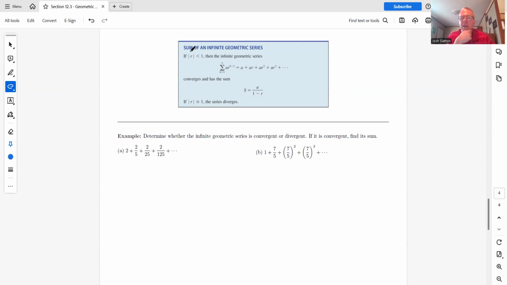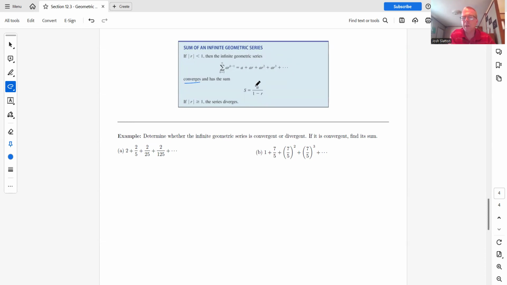If the absolute value of R is less than 1, what that means is these terms are going to get smaller and smaller as we go along. So if R was 1/2 and we'll say A is 1, so 1 plus a half plus a fourth plus 1/8 plus 1/16, the terms are getting smaller and smaller. And so it converges, which means that you could find the sum.